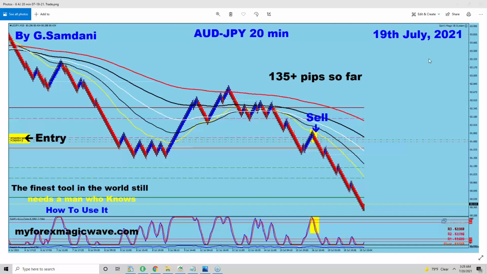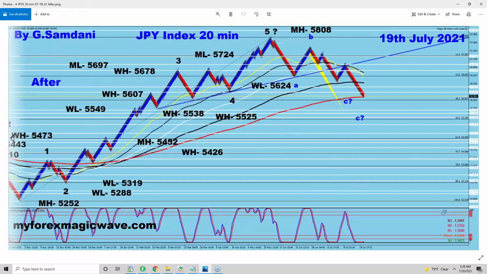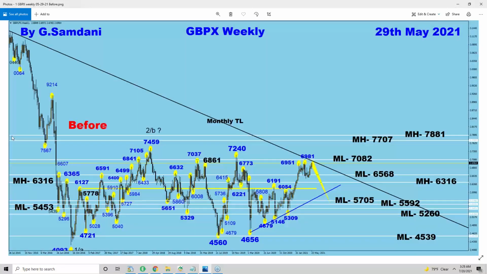Making this a small video as a continuation of yesterday's video about the pound and the pound pairs. So let's get started. Today, let me see what happened. I made the pound. Let me go back a little bit. Okay, now I made this pound index weekly chart. This one on the 29th of May.